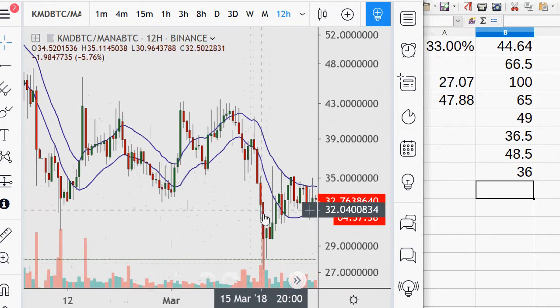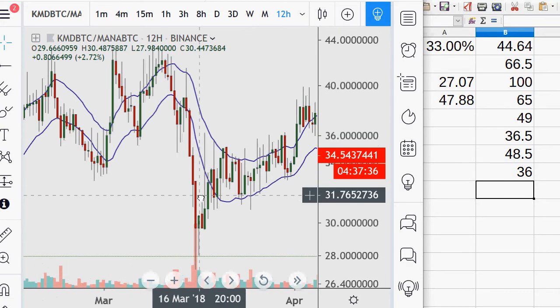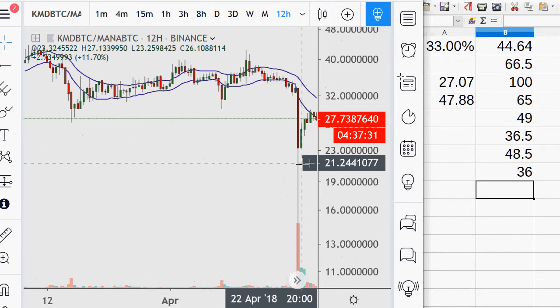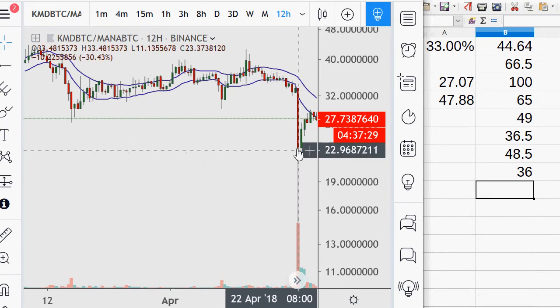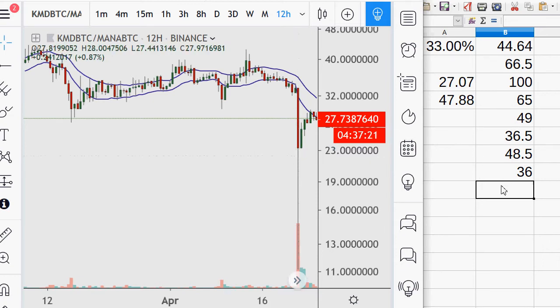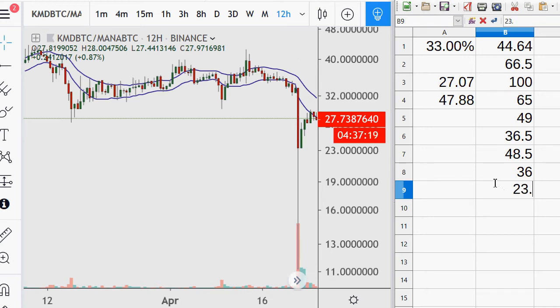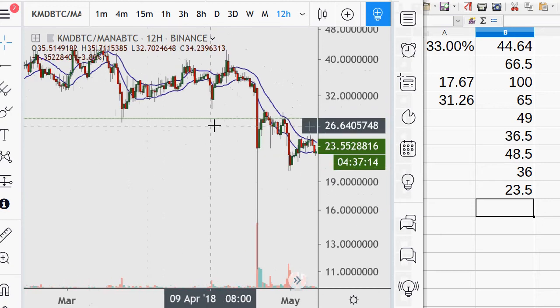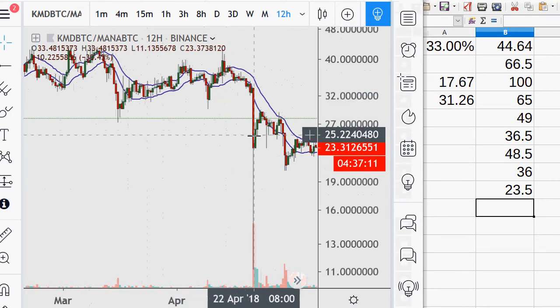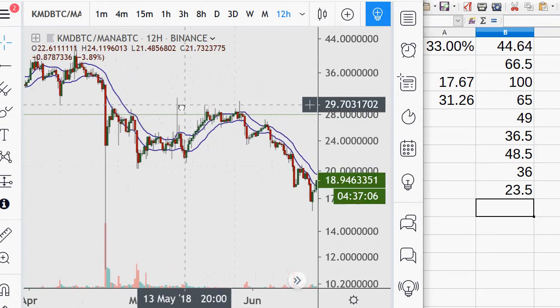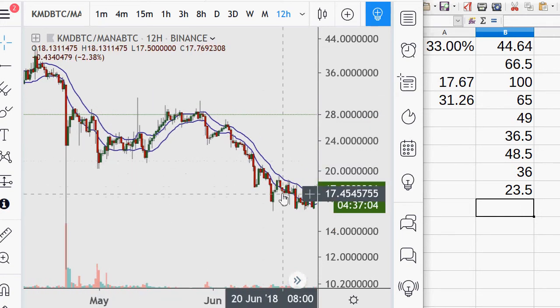Looks like 27 doesn't hit here. But it would go on this April 22nd time frame. It would be a close here at 23.37. So we'll do 23 and a half. Looking next for 17 or 31. 31's up here. 17's down there, so no 31 here. So 17's going to be the play.